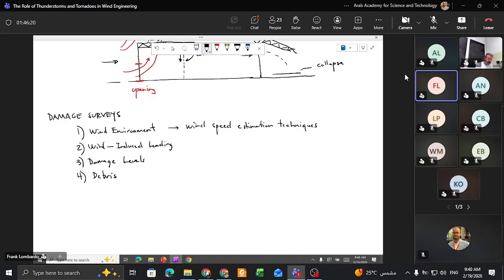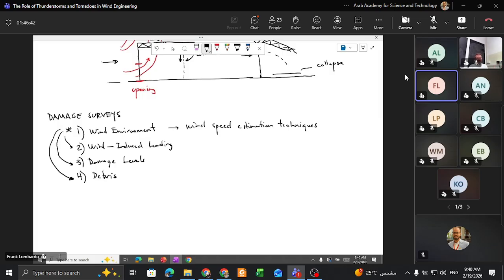So you can go any of these ways. Also here, if you get information on the wind environment, you can then translate that information to model information on these three. So wind environment is always the first step. You get the wind speed, you get the wind direction.